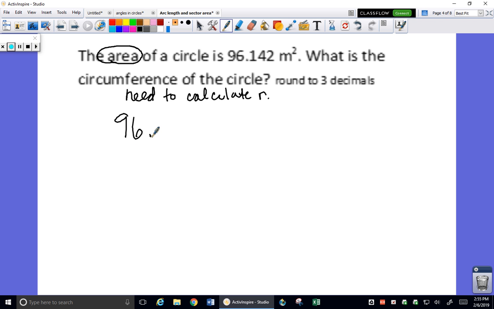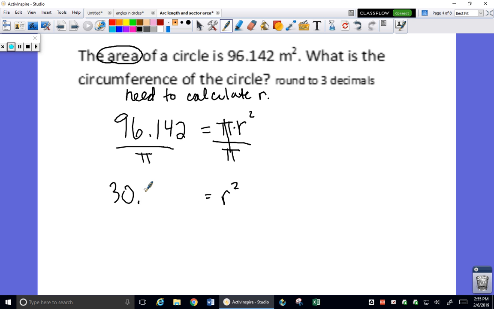Given an area, we set it equal to pi times radius squared. So our first step would be to divide both sides by pi. Don't worry, your calculator can handle this. R squared equals 96.142 divided by pi, which is 30 with a bunch of decimals, 6029, and I'm sure there's more. So I take the square root now.